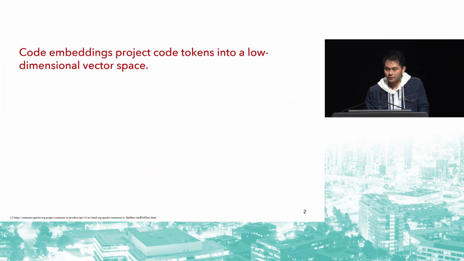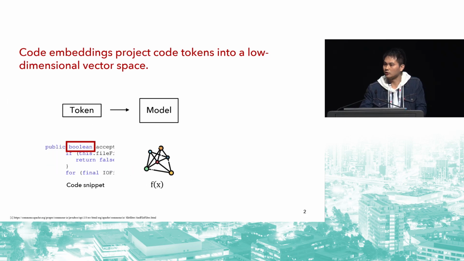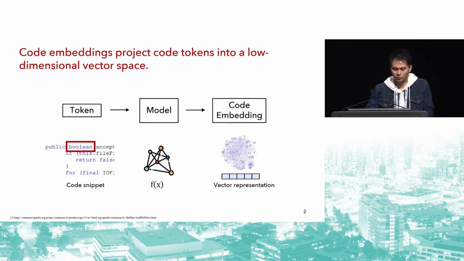So code embeddings. Before I start the presentation, I want to give you some background about code embeddings. Code embeddings aim to project code tokens into a low-dimensional vector space. For example, we have source code, and we extract code tokens from it. Then we use some neural network models to train the code into code embeddings.